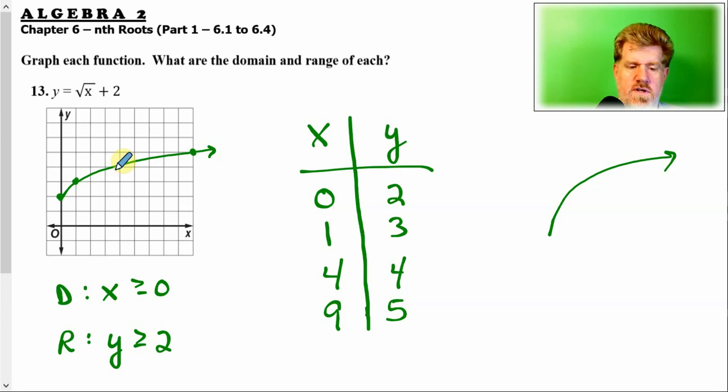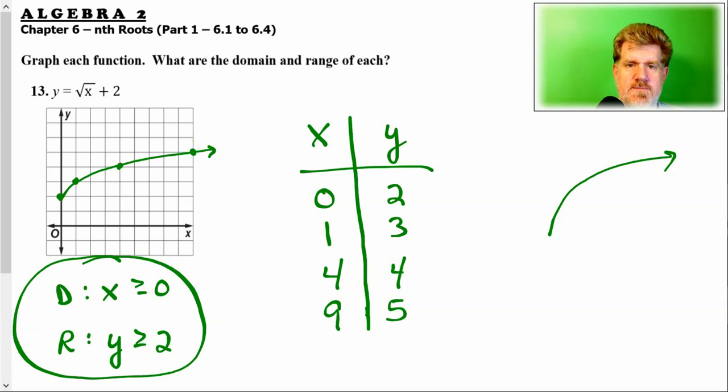And then it goes up to 3, 4, 5. Guess what? It's going to go 6, 7, 8. It's going to go up forever. So this is your domain and range. Okay.